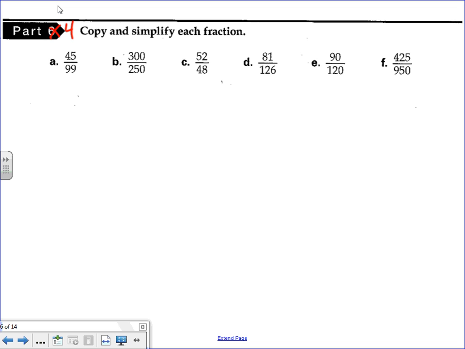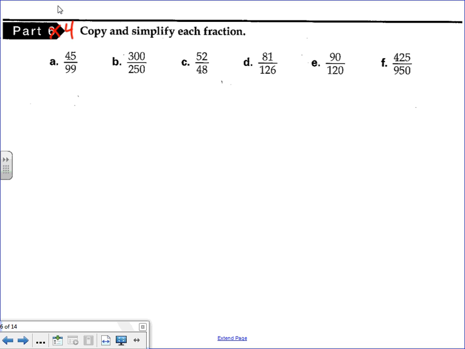So remember, for 9 we add up the digits of the numbers. So for 45 I'm going to do 4 plus 5, which is 9. Well, 9 goes into 9, so I know that 9 will work for 45. And then I look at 99 and we say 9 plus 9 is 18, and I know that 9 goes into 18. So I know that 9 is going to work for both of these.